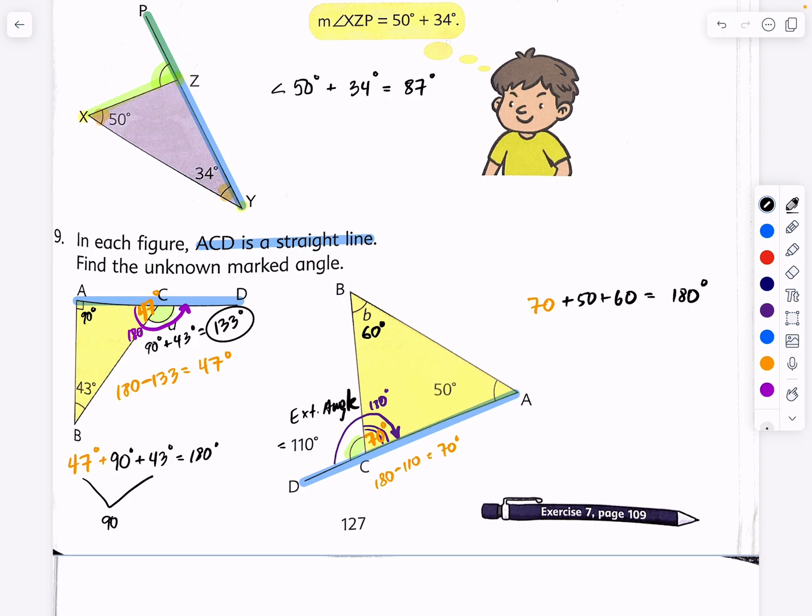Voila, everything is proven. Thank you so much. I hope it clears up your understanding of exterior angles. We will use them in subsequent exercises finding missing angles.